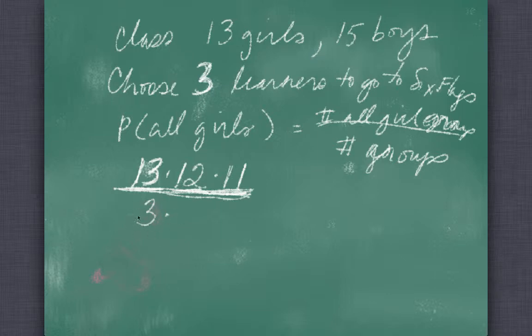Once I know which one I chose first, I have 2 options left, and then 1. So this is what I need to divide by to find out the number of ways I could have chosen all girls.